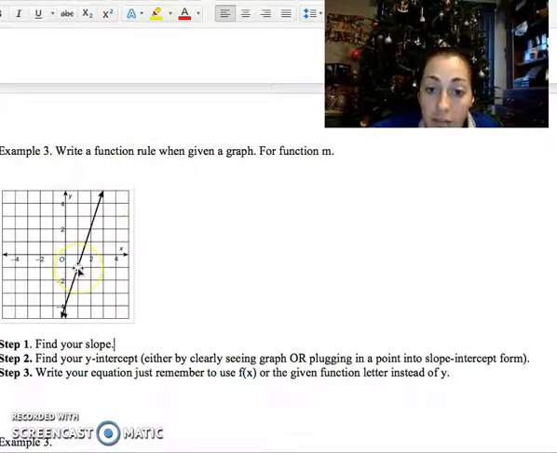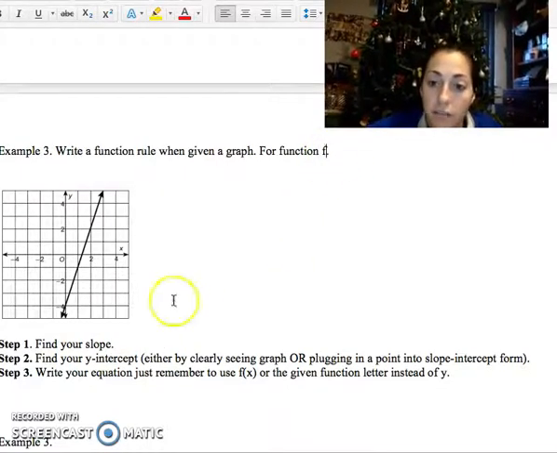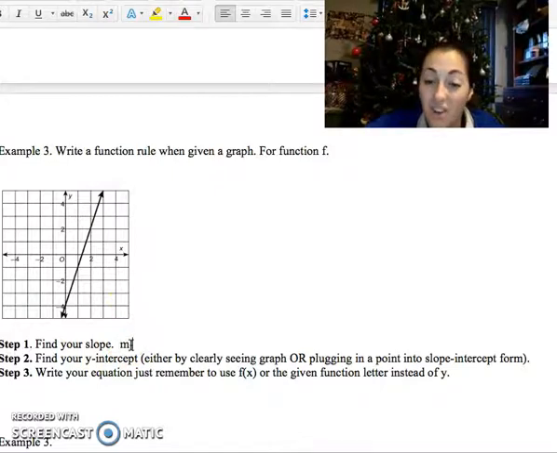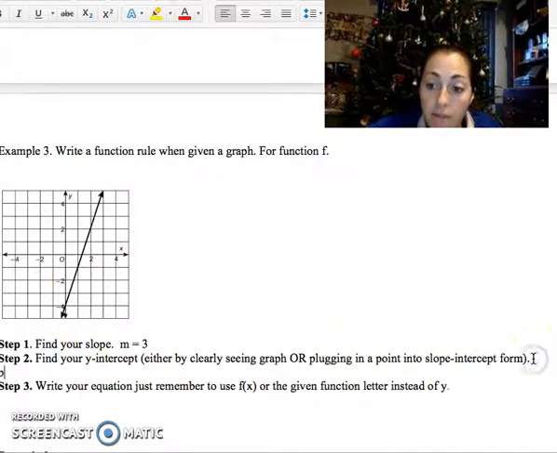I could see at -1, I've got a point. And then at 2, 2, I've got a point. So my slope, I rise 1, 2, 3, run 1. So my slope is, I should change this function to function f. Keep it simple, since there's already an m here. My slope is 3/1, which is 3. And then my y-intercept is clear in this graph. It's -4. So I know my b value.